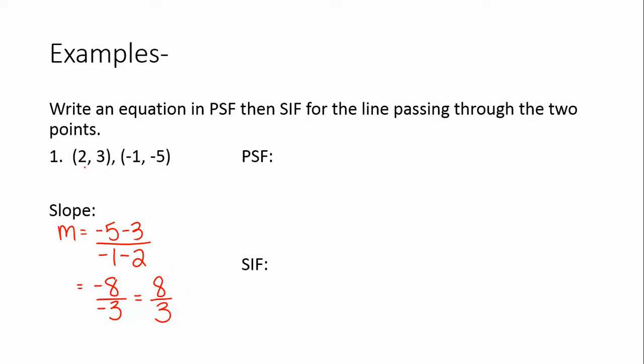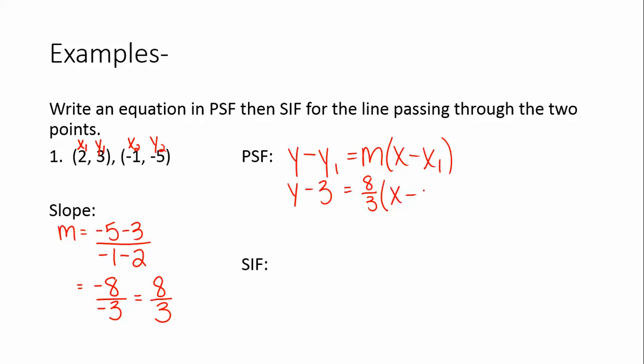So point-slope form, again, I'm going to use the first equation. So we have y minus y1 equals m times x minus x1. I like to write that equation out so I know right where things go. This was my x1, y1, and I can go ahead and label that x2, y2. So y minus 3 equals 8/3 times x minus 2. Now I need to distribute. I have 8/3 x minus 16/3.